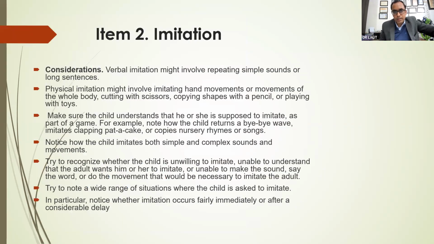Coming to the next item, imitation. In imitation, what things need to be considered? You need to look into the verbal imitations and the non-verbal imitations. Non-verbal imitation means, how does the child copy? When we are clapping, is he clapping? When we are touching our ears, is he doing it? What we call action imitations.